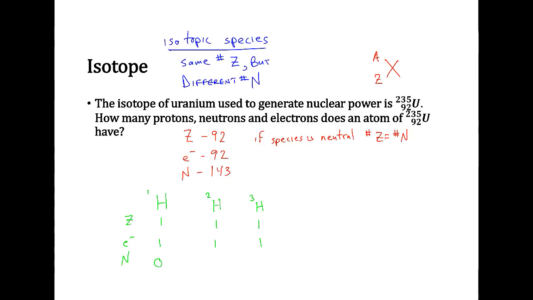Now for deuterium, we have a mass number of 2. We have 1 proton, so that means we have 1 neutron. And then for H3 here, or tritium, we have 2 neutrons. So note here that for isotopic species, the only thing that is differing from isotopic species to isotopic species is the number of neutrons. Protons are staying the same.